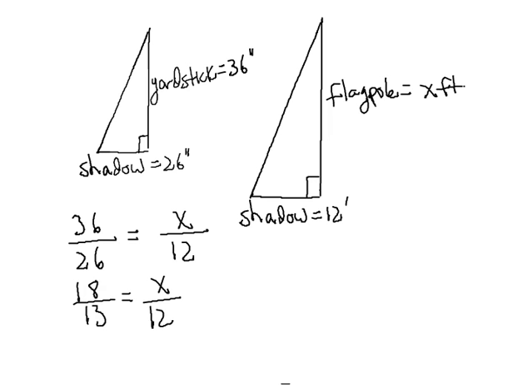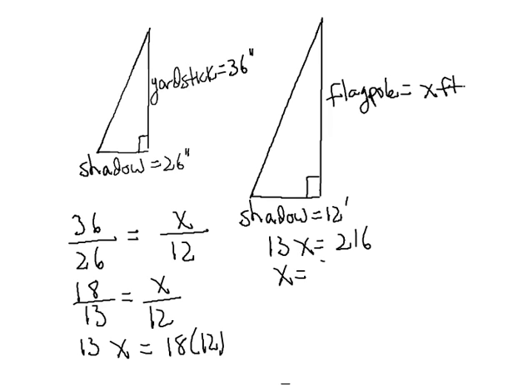And if we cross multiply, we'll end up with 13x being equal to 18 times 12, or 13x is equal to 216. And dividing both sides by 13, we see that x will be equal to 216 divided by 13, which is equal to, as a mixed number, 16 and 8/13, or if you'd like to change this to a decimal, it would be 16.62.